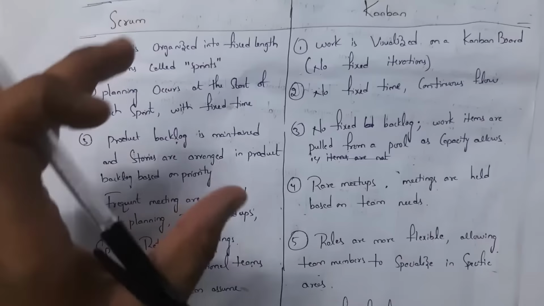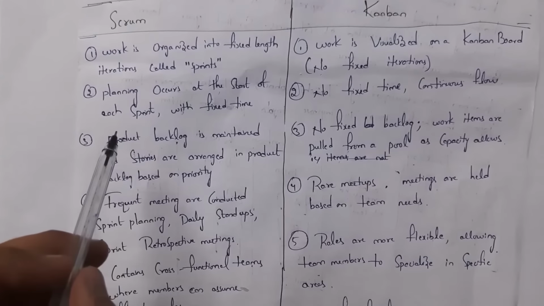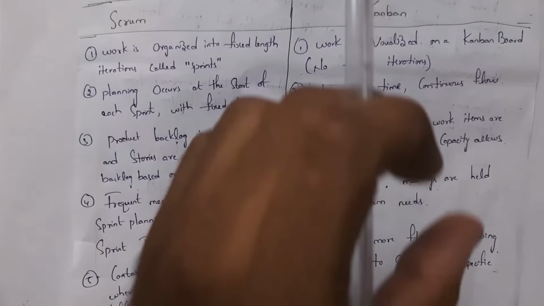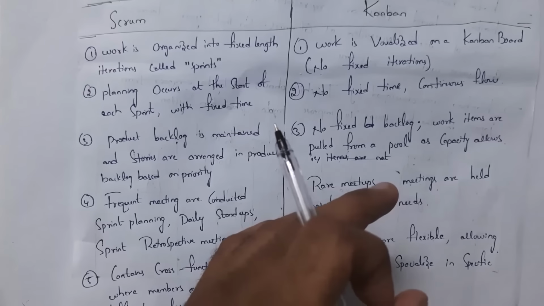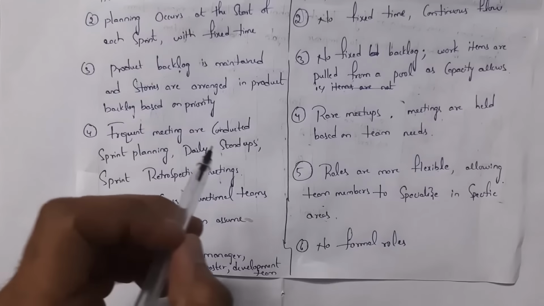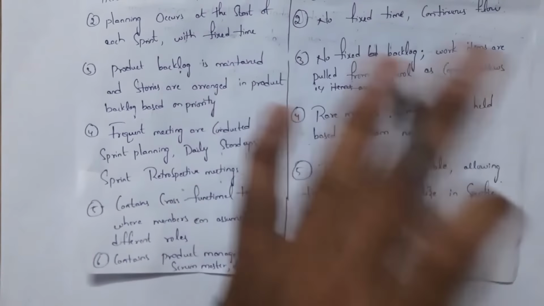Third, in Scrum there is a product backlog. In this product backlog, all user stories are arranged based on priority. Whereas in Kanban, there is no fixed backlog. Whenever the Kanban board is free, items are taken from the product backlog and placed on the Kanban board. In Scrum, daily meetings are conducted by the Scrum Master. But in Kanban, there are rare meetings. Only if the team needs, they will conduct meetings.